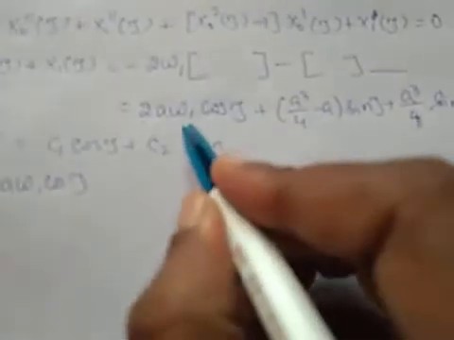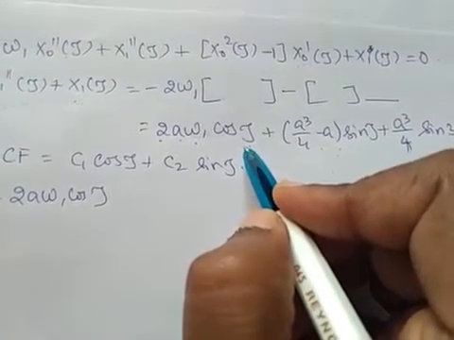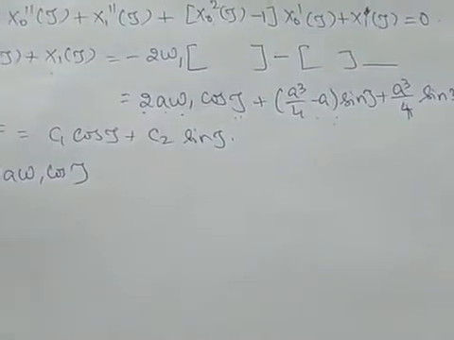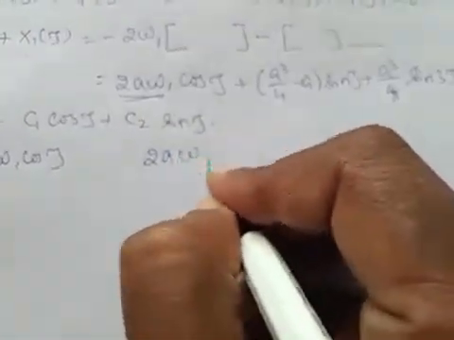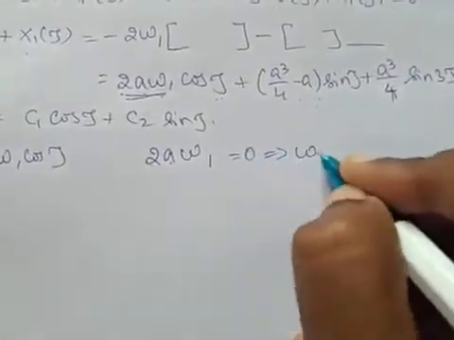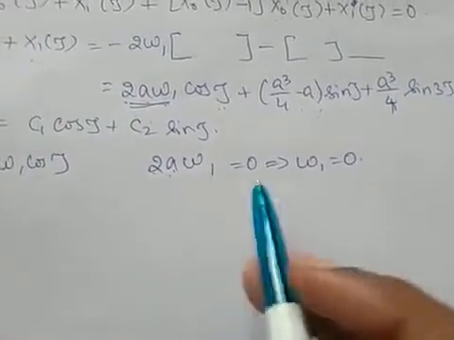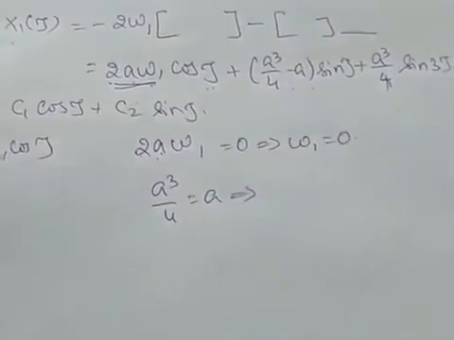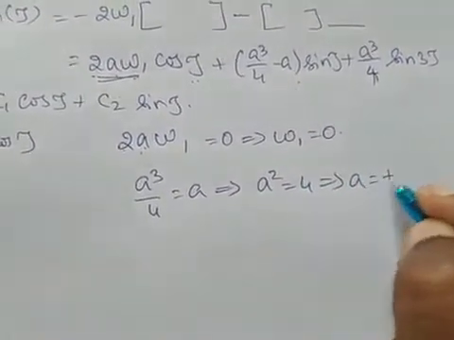As I told before, omega 1 cos tau produces secular terms, right? We have to remove the secular terms. To remove the secular terms, we will equate the coefficients to 0. So when we equate the coefficients to 0, we will get 2a omega 1 equal to 0. This implies omega 1 equal to 0 because a cannot be 0. Similarly, a cube by 4 equal to a implies a square equal to 4. This implies a is equal to plus or minus 2.